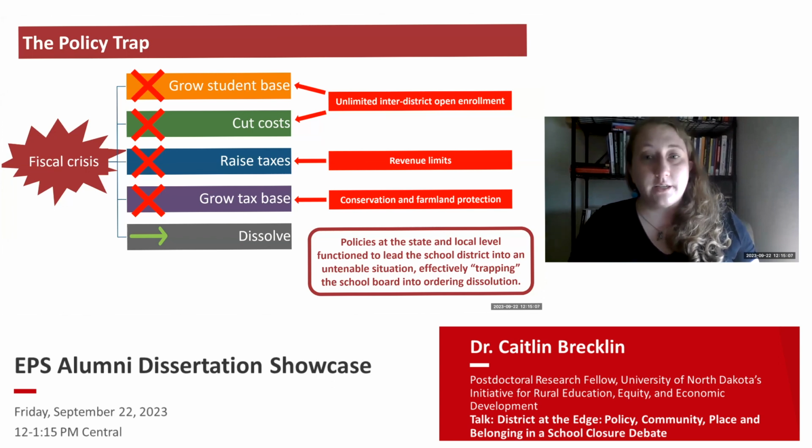So because of all this, the only option the school board felt was left was to vote to dissolve the district entirely. All of which leads to the point I want to make. Policies at the state and local level functioned to lead the school district into an untenable situation, effectively trapping the school board into ordering dissolution.